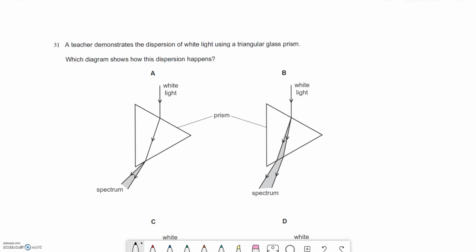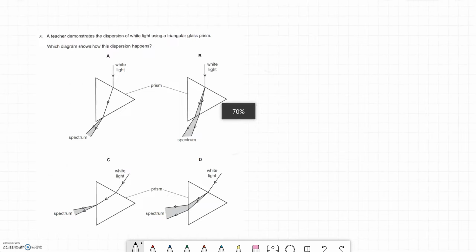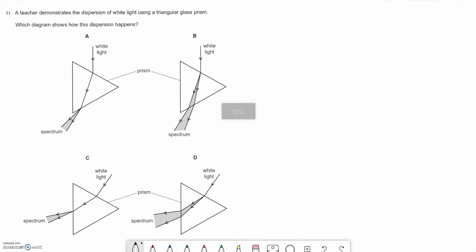This one here. Teacher demonstrates the dispersion of white light using a triangular glass prism. Which diagram shows how this dispersion happens? So the first thing to spot the difference between the ones on the left and the right is, I'm going to use my cool coloured pen here because it's to do with dispersion. Dispersion, remember, is where white light splits up into the visible spectrum. So you get red, orange, yellow, green, blue, indigo and violet.